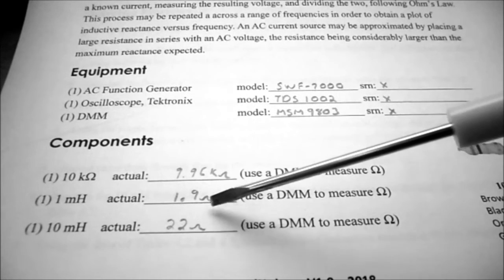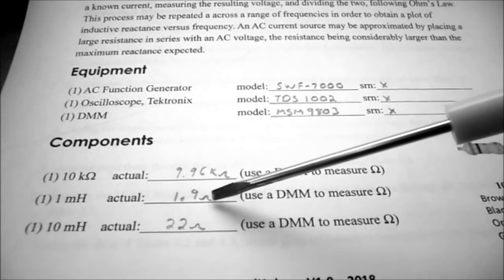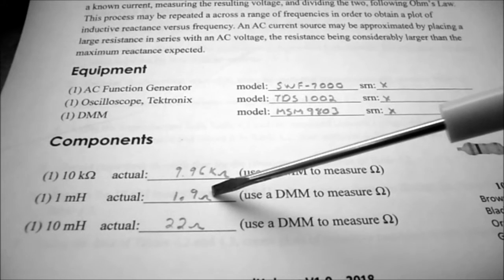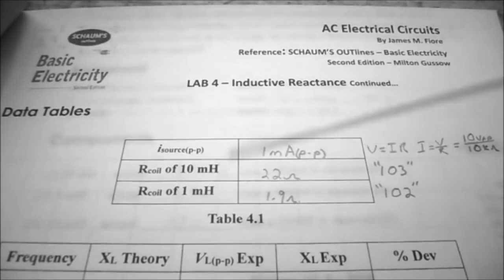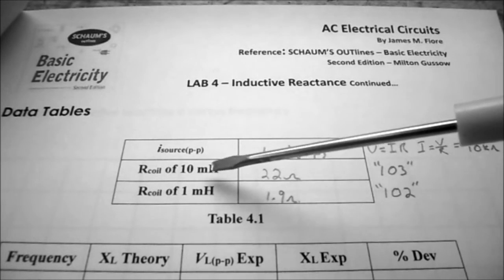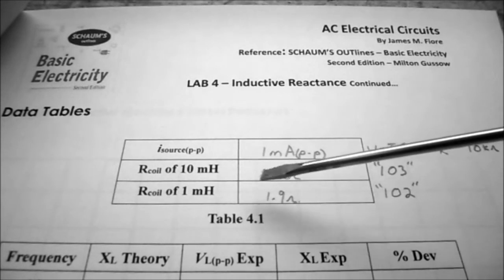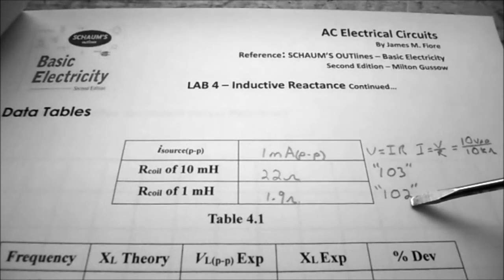A lot of times students will tell me they can't read the number on the side of the inductor, but if you take its resistance reading, you can find out which one has the lower inductance because it's going to have a smaller coil of wire and thus less resistance. A larger inductor will have a larger coil of wire, hence more resistance. So in table 4.1, I've made a note that the R coil of the 10 millihenry is 22 ohms and it was labeled 103, and the R coil of the 1 millihenry was 1.9 ohms and it was labeled 102.